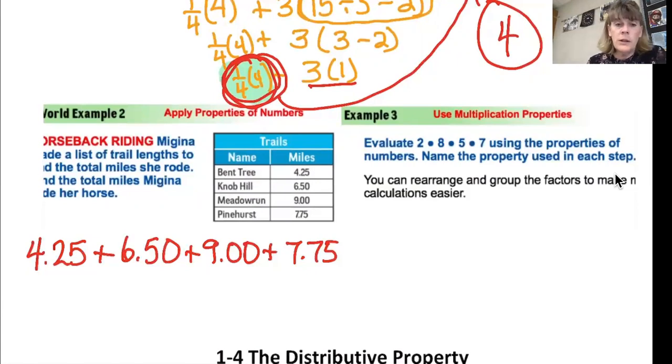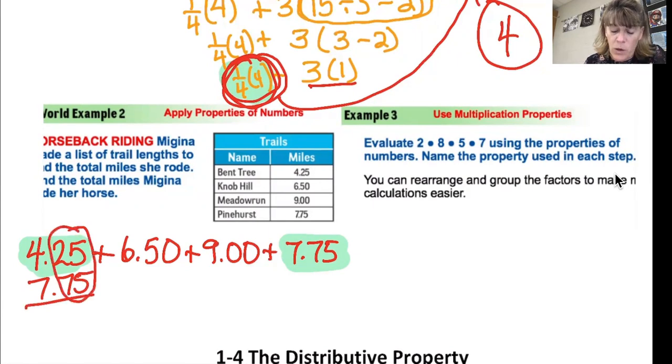Now, I know you guys can use your calculator, so it's not that hard to add these up using your calculators. But had you not used your calculators, you might want to group this number and this number together because of the 0.25 and the 0.75. Think money, think quarters. Adding those two together makes it really easy because this gives us one whole, which means we would have 1 plus 4 plus 7, which is 12. So this is 12 miles if you group these two together.